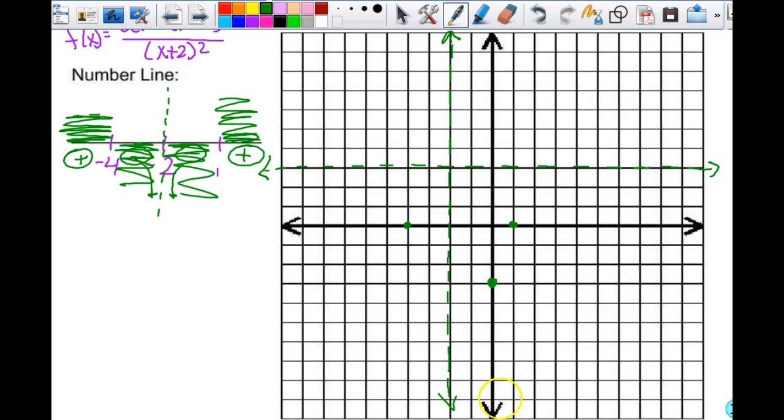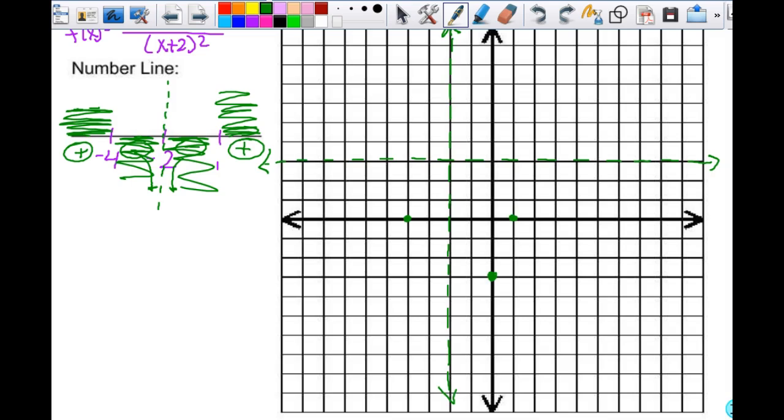Do we know whether or not when it comes up, if it's going to cross this asymptote? We don't know. If the asymptote was y equals 0, then we would know because it would have to change from positive to negative. So we're not sure. So we need to go and check.